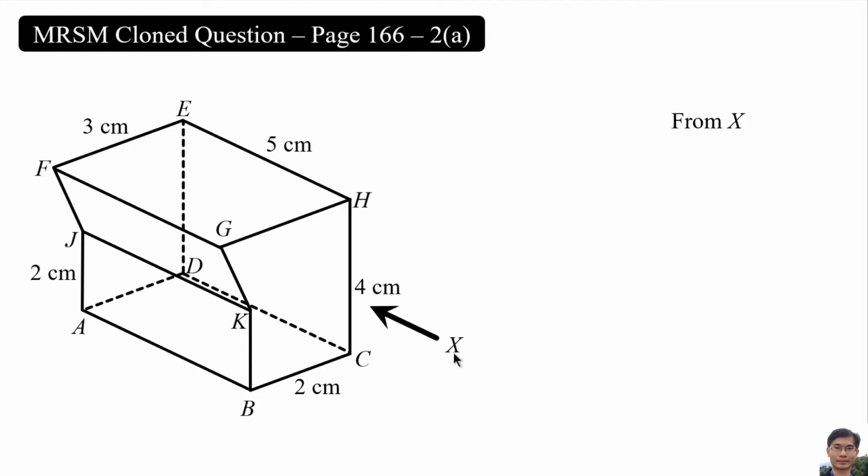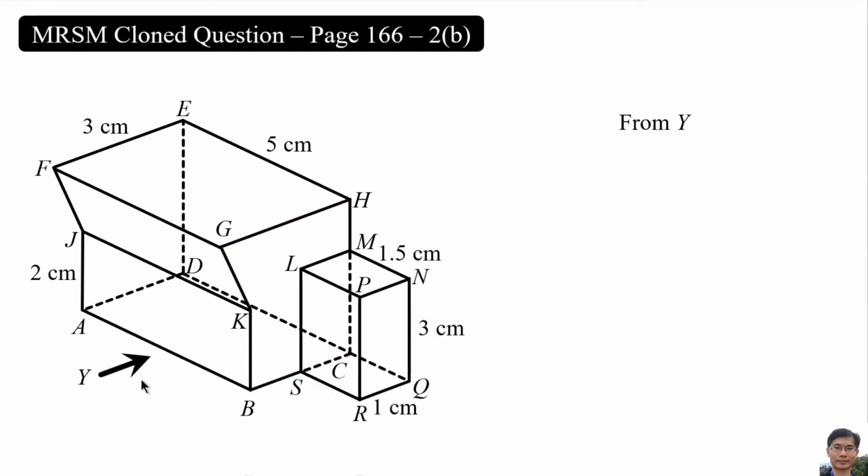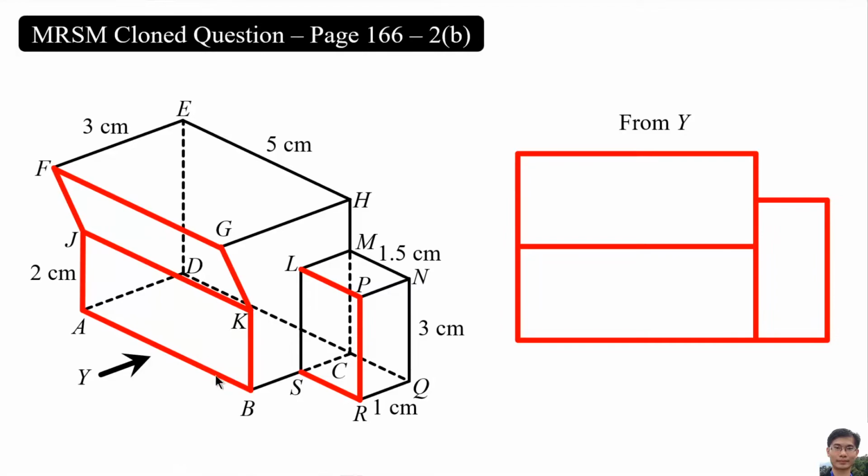From X, view from X. So we see this shape. 2 cm, 2 cm, 4 cm, and 3 cm. From Y, view from Y. So we see this shape. 5 cm, 1.5 cm. 2 cm, 3 cm.